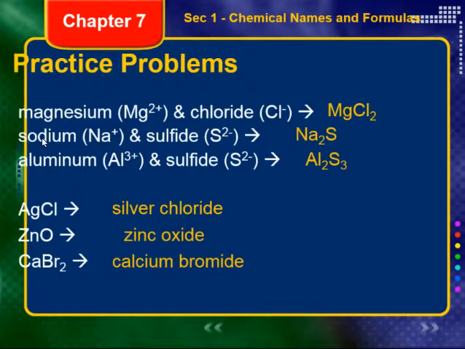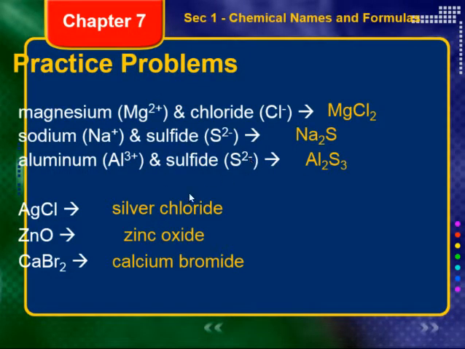If we're going to do sodium and sulfide, it's going to be Na2S because the sulfide is a -2 charge. Sodium is just a +1. Aluminum sulfide is Al2S3, because the aluminum is a +3.